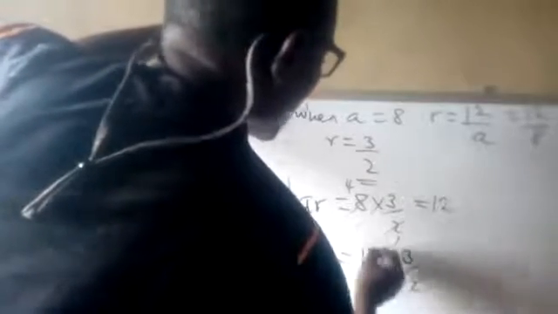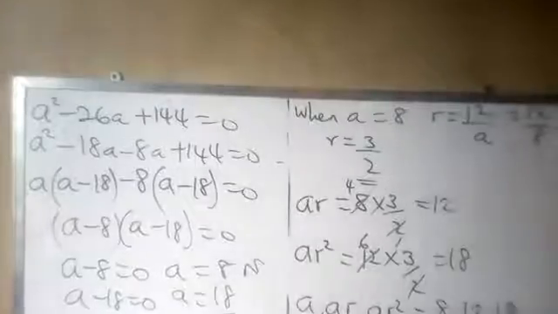That will be 12. ar squared, which is the third term, will be what? ar is 12 multiplied by r, which is 3 all over 2. 2 here, 1, 2 here, 6. That will be 18. So the terms are 8, comma, ar is 12 and ar squared is 18. These are the terms. Now, if our a is 18, because we have two values for a.